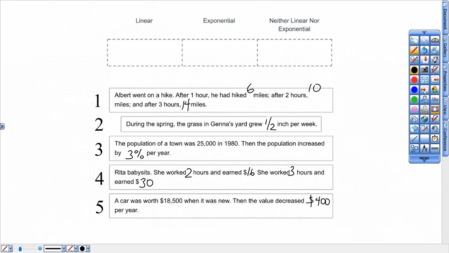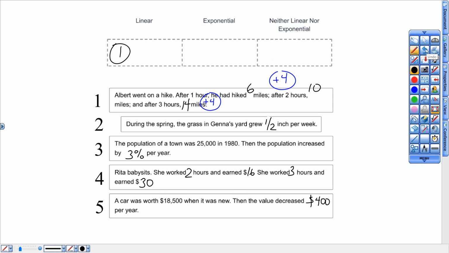Fill in these numbers if you could. Looks like I'm going up by 4 here, and then looks like I go up by another 4 because those 4's are the same. That makes number 1 situation linear. If that was going up by a different amount there, like going up by 4 and then maybe going up by 5, that would be neither. But those are going up by the same amount, linear.